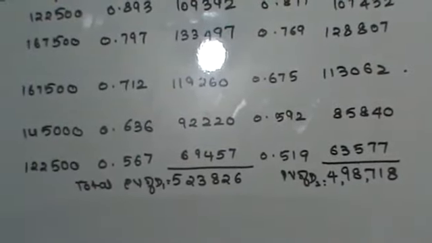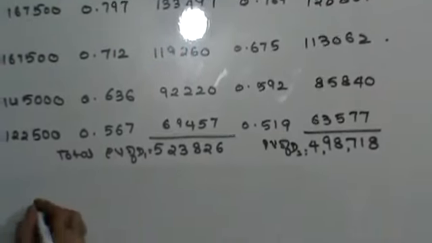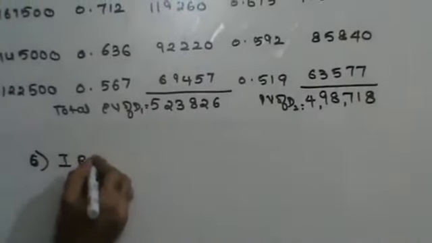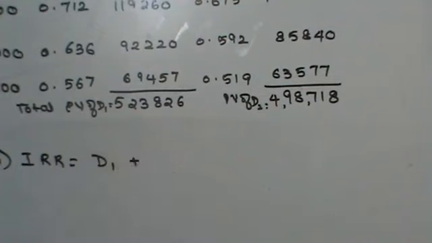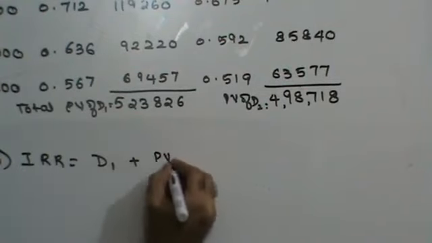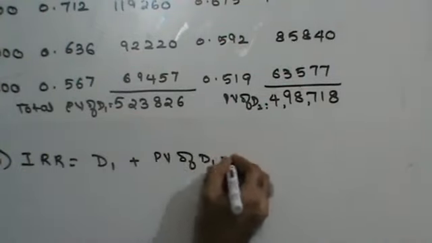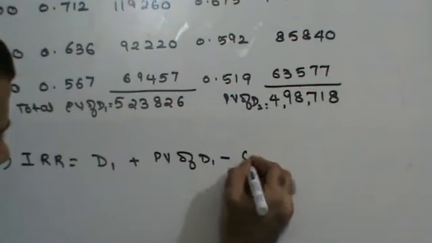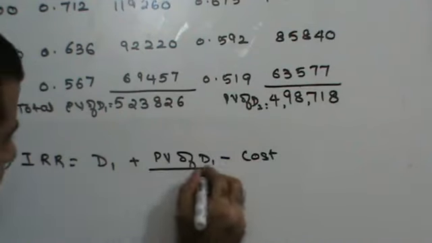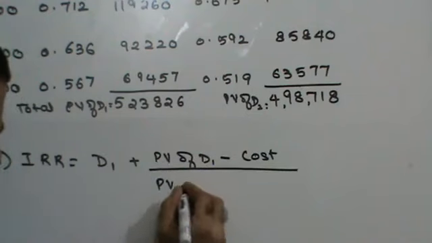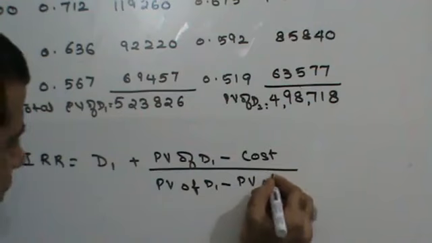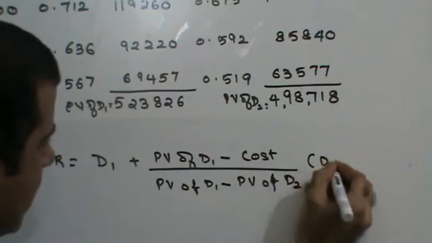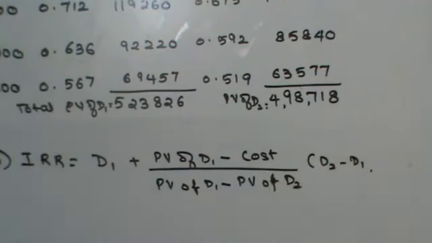Right? Once you've done this, then you find out internal rate of return. How do you find out internal rate of return? Internal rate of return is given by the formula D1 plus PV of D1 minus original investment or cost of the asset, divided by PV of D1 minus PV of D2, into D2 minus D1. Right?